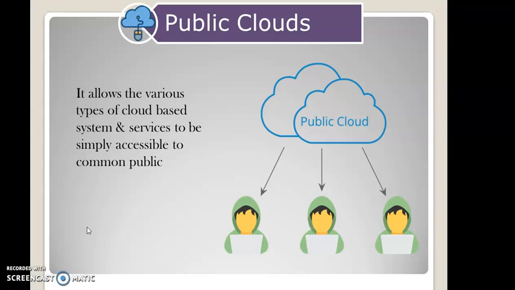Then, it's location independent. As services of public cloud are delivered through the internet, it is completely location independent. Reliability. A large number of resources are employed by the public cloud at various locations. Hence, if a failure occurs in any of the resources, another resource is employed by the public cloud. That's why public cloud is used by many of the users. So, public cloud allows various types of services that are accessible to the common public.